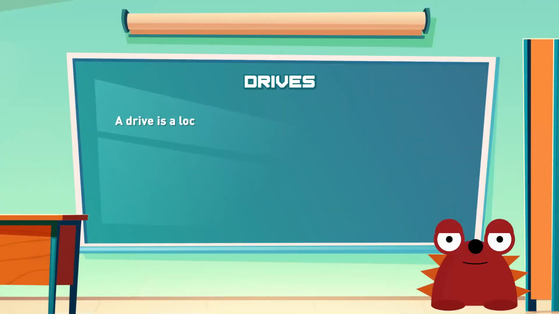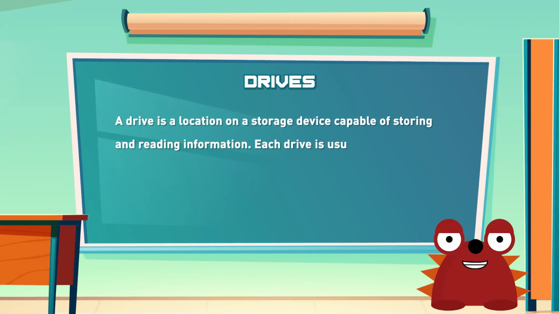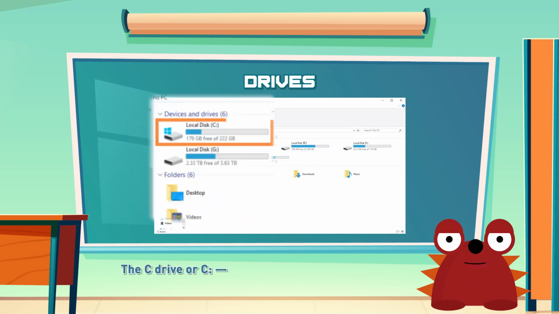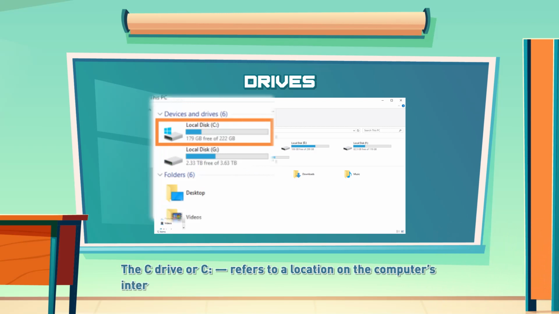A drive is a location on a storage device capable of storing and reading information. Each drive is usually given a name to identify it. The different drives that are found on a computer are the C drive, or C, which refers to a location on the computer's internal hard disk.